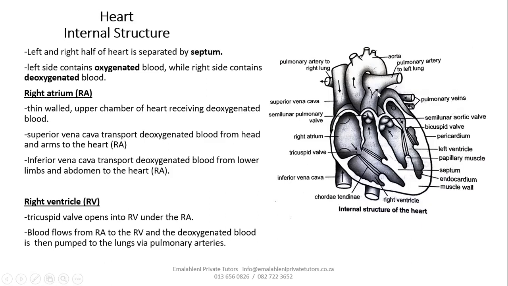Now, the pulmonary artery distributes the blood. But we also have the valves here. We call them the semilunar valves. So we've got the semilunar pulmonary valve and also the semilunar aortic valve. These are the valves on the outlet vessels, the ones that are taking the blood out from the heart. That's what we have there.